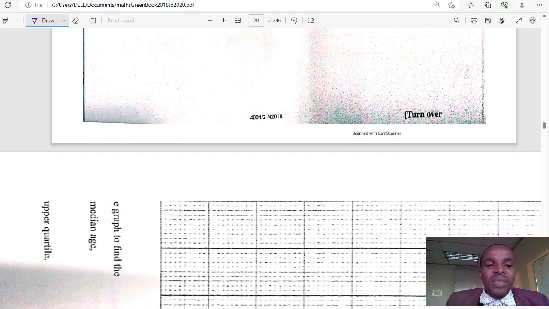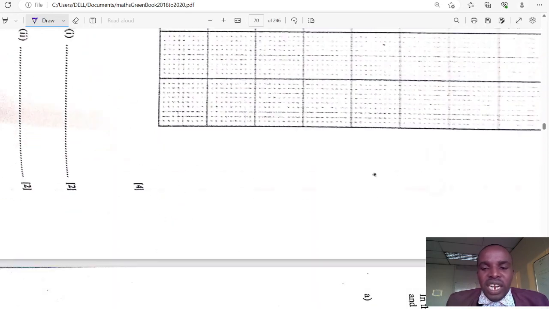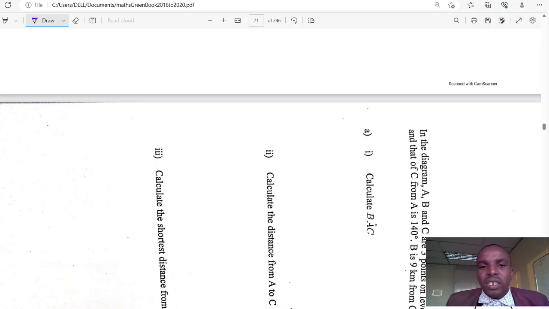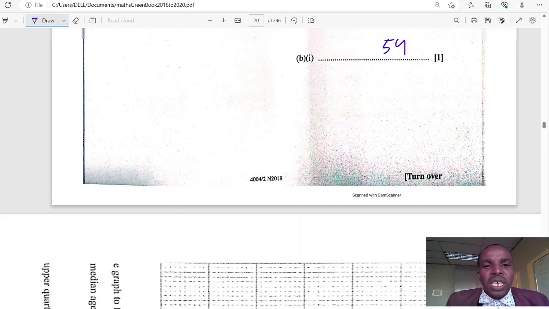Done. Next, this one is the graph. For the graph, you just have to draw it, right? So you just have to draw the graph. Then the next part.